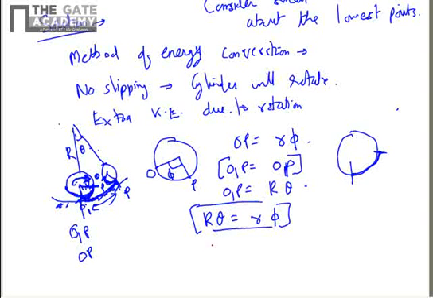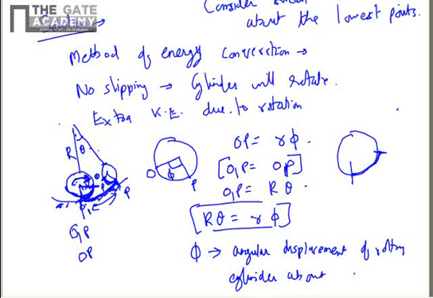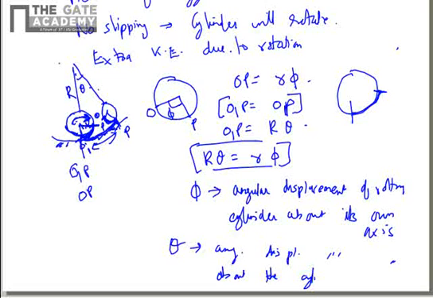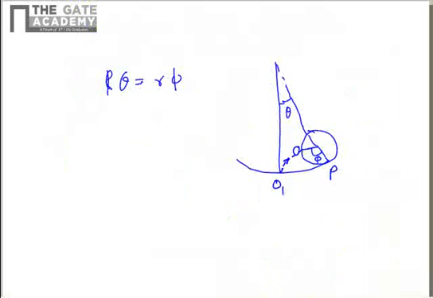R and r, the bigger and smaller radii, are known quantities, so you get the relation between xi, which is the angular displacement of the rolling cylinder about its own axis, and theta, which is the angular displacement of the rolling cylinder about the cylindrical surface center, the cylindrical surface axis. So we have found a relation between these two.